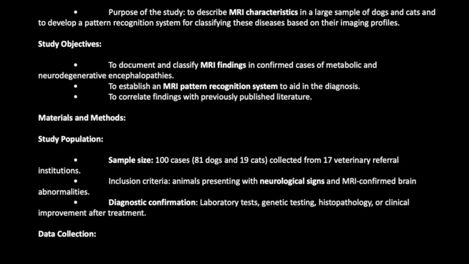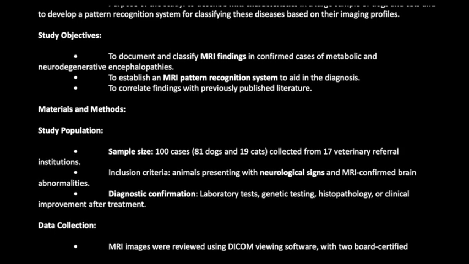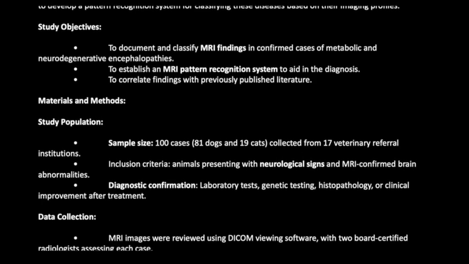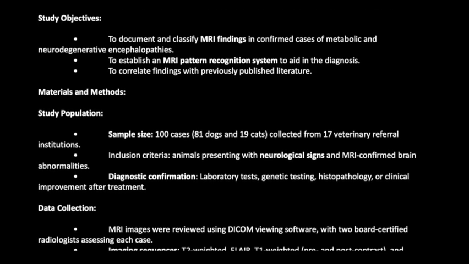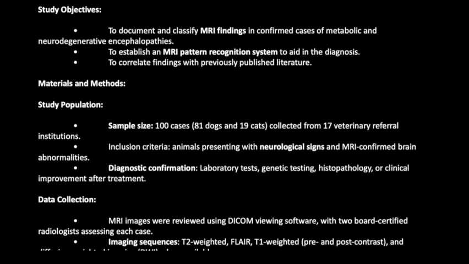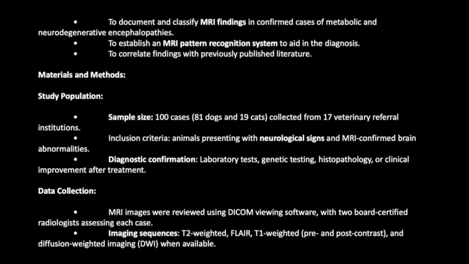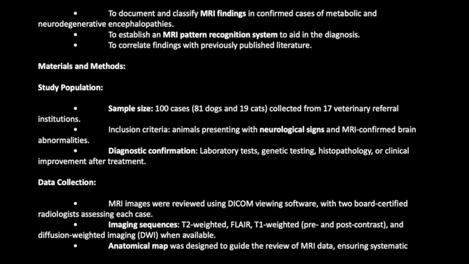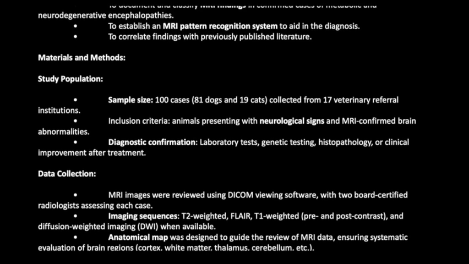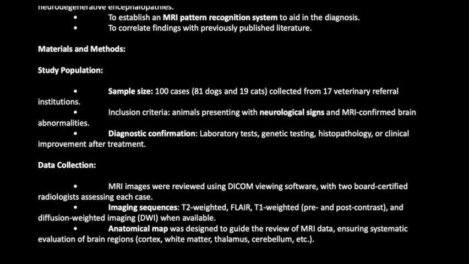Study population. Sample size: 100 cases, 81 dogs and 19 cats, collected from 17 veterinary referral institutions. Inclusion criteria: animals presenting with neurological signs and MRI-confirmed brain abnormalities. Diagnostic confirmation: laboratory tests, genetic testing, histopathology, or clinical improvement after treatment.